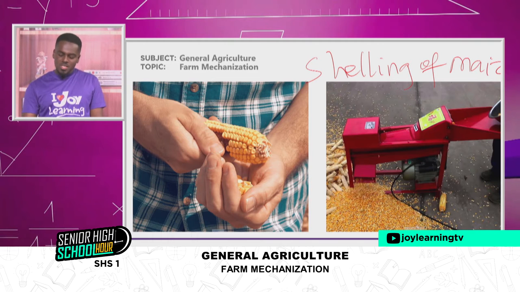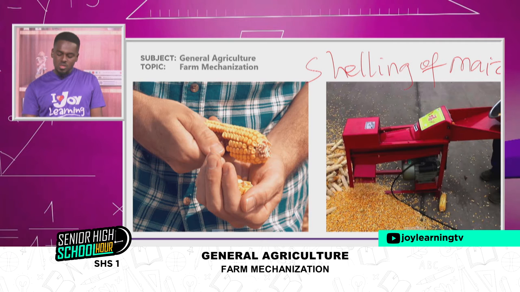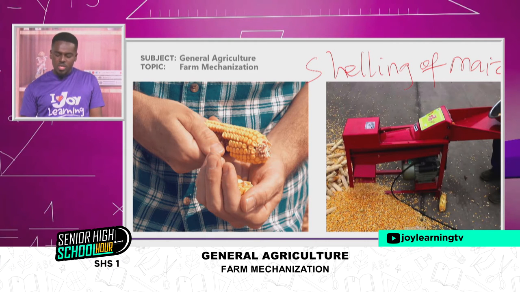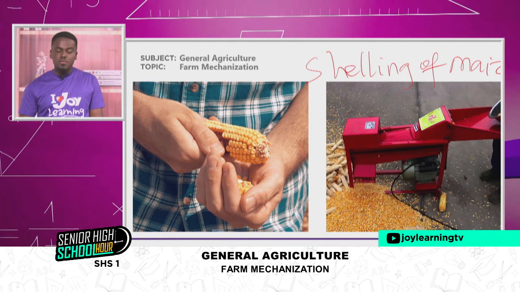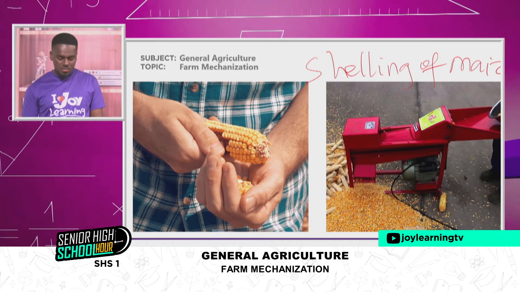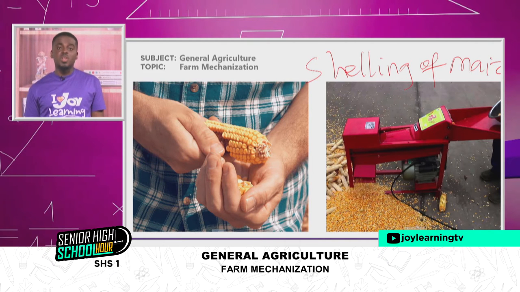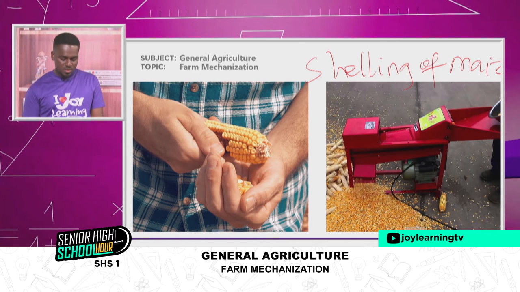But with the adoption of machinery like a maize sheller, as you can see in the right image on your screen, within a short period of time you can finish this activity. And you can go engage in any other activity that you have. You don't need to spend the whole day. You don't need to employ the services of a lot of people to assist you in shelling your maize.